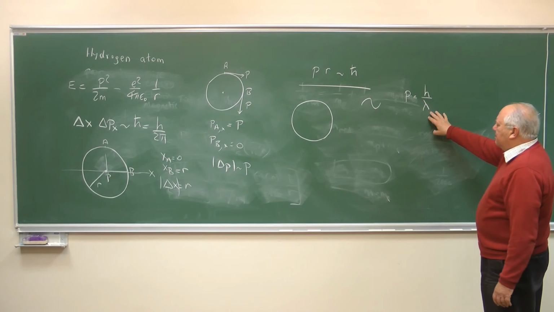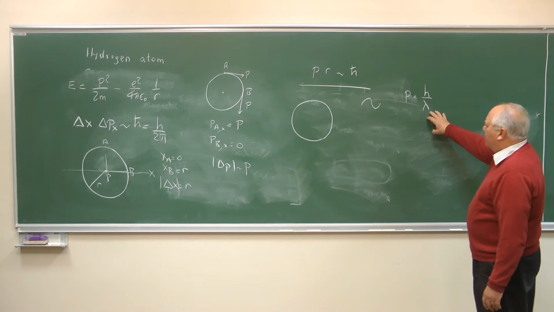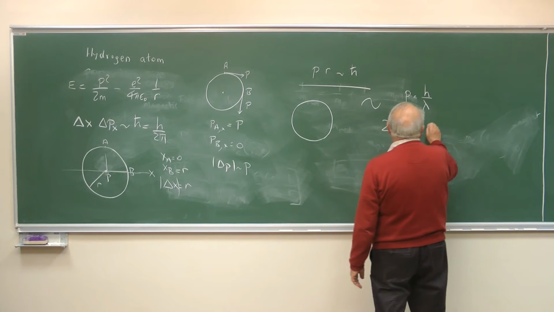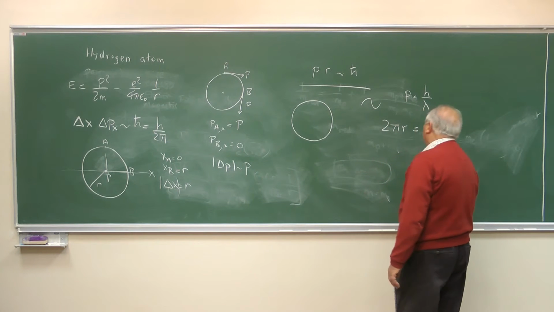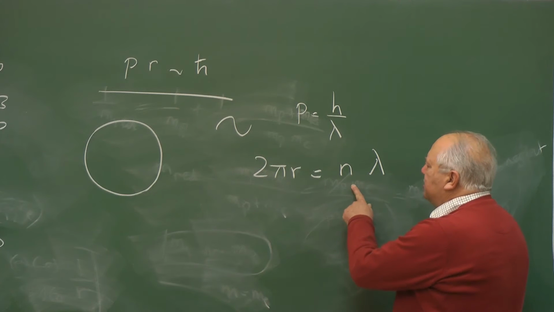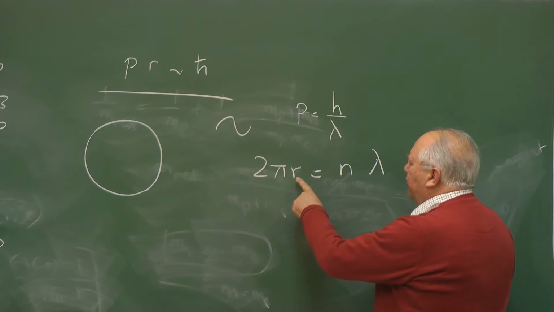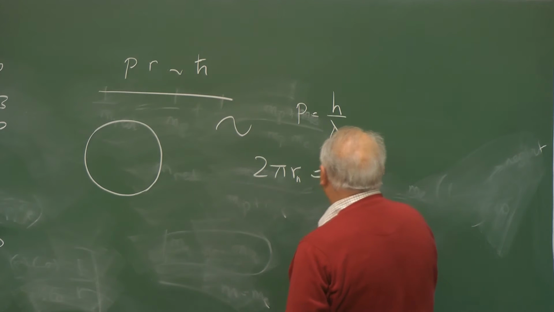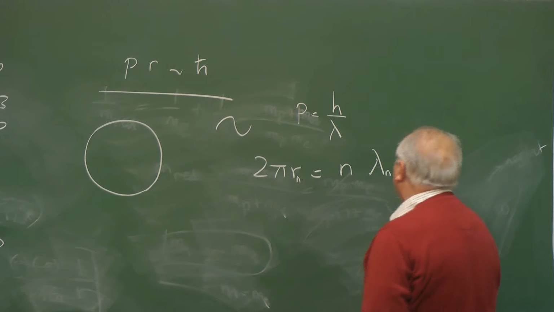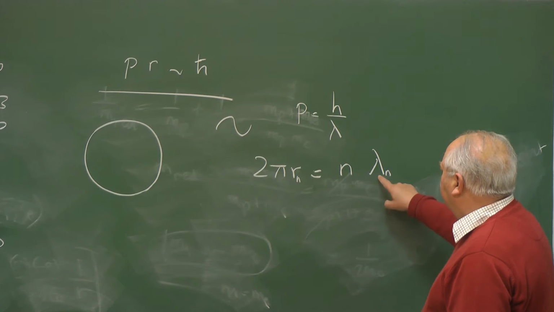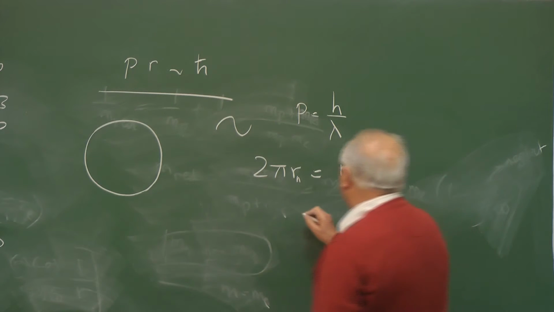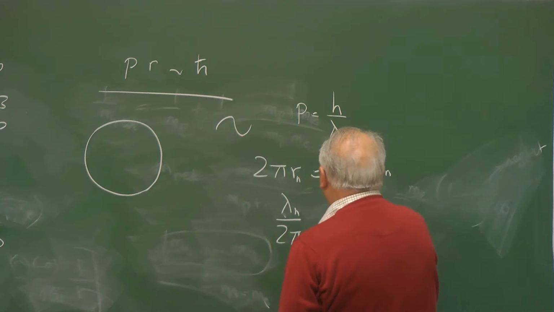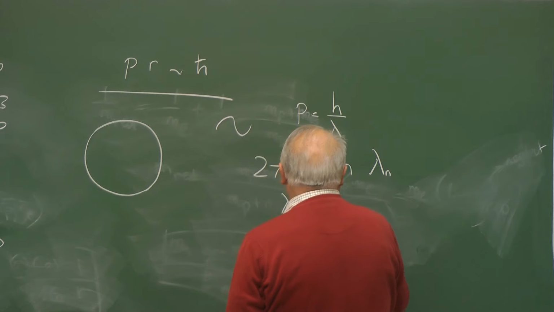However, in a bound state, what is this lambda? So the de Broglie condition was 2 pi r is n times lambda. Now, of course, n can change, and therefore we better index r with n and lambda with n. So this is the appropriate Rn, this is the appropriate wavelength. So if I divide lambda n by 2 pi, that's equal to Rn over n.